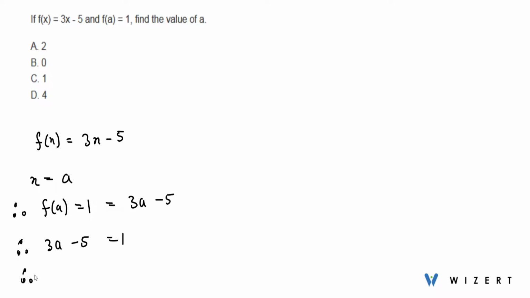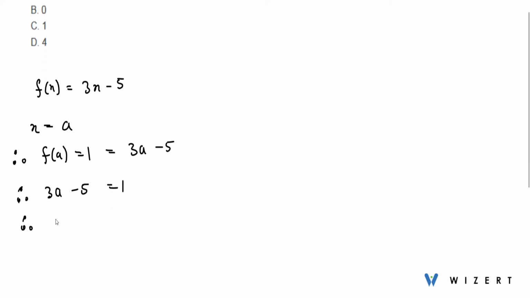Shift minus 5 to the right hand side. So it will be plus 5. So 3a equals 1 plus 5, which is 6. Divide both sides of the equality by 3. So a will be equal to 6 upon 3, which is equal to 2. So the value of a equals 2. Therefore, option A will be our required final answer.